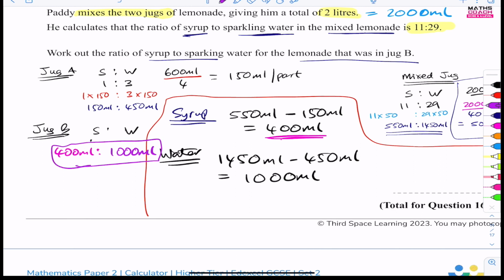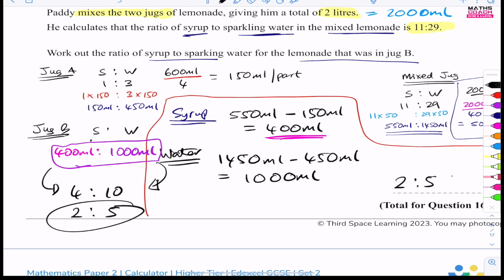So the ratio you're looking for: do you need to work out the ratio of syrup to sparkling water for the lemonade? You don't need to simplify it, so this is the ratio, 400 to 1,000. But let's simplify it, as if it said in its simplest form. What do you do to simplify 400 and 1,000? You need to divide by something. We divide by 100 first, so we get 4 to 10, and then divide by 2, so we get 2 to 5. So our final answer is 2 to 5.